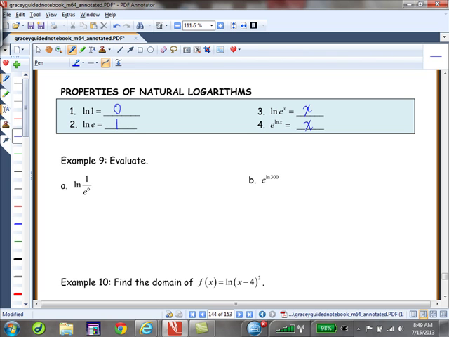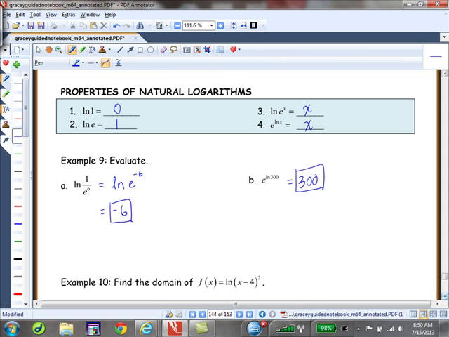So here we go. This guy is equivalent to natural log of e to the negative 6. So we're evaluating the natural log at the natural exponential, so we just get negative 6. We get what's in the power. And here, e raised to the natural log of 300 is just going to be 300 because, again, we are evaluating the natural exponential at the natural log, so we get what's in the log.